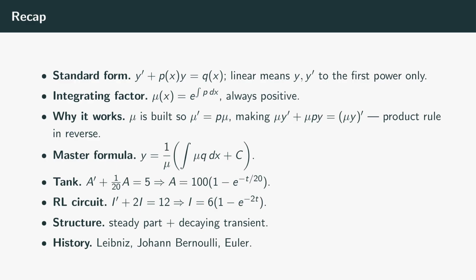That gives the master formula, y equals 1 over mu times the integral of mu times q plus a constant. We solved a stirred salt tank, getting 100 times 1 minus e to the minus t over 20, and an RL circuit, getting 6 times 1 minus e to the minus 2t. Both share the same anatomy, a steady part plus a decaying transient. And we trace the method from Leibniz through Johann Bernoulli to Euler. Next episode, Exact Equations, we will read a first-order equation as the total derivative of a hidden surface and find the solution as one of its level curves.